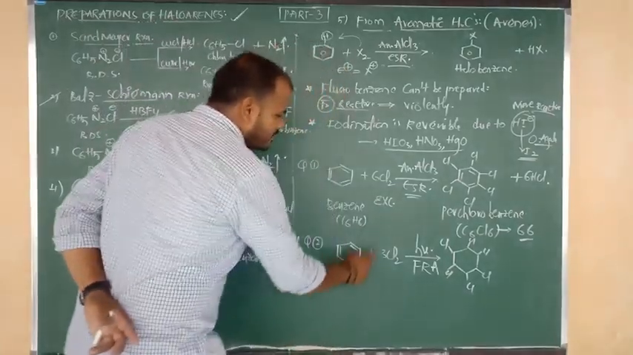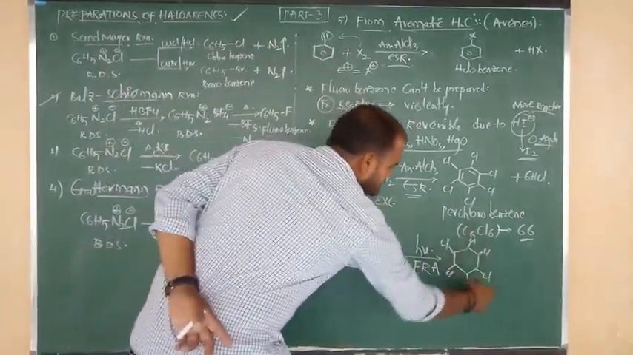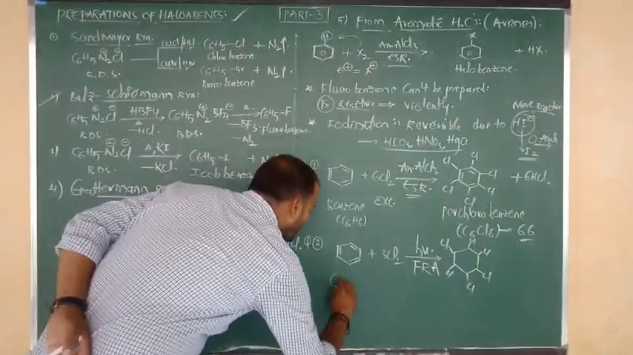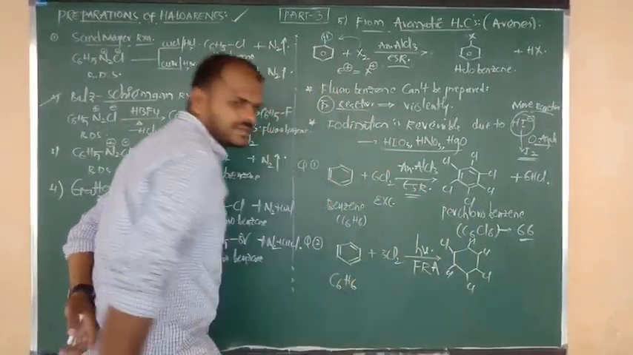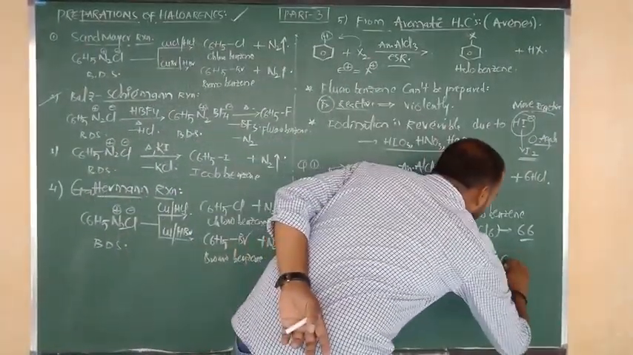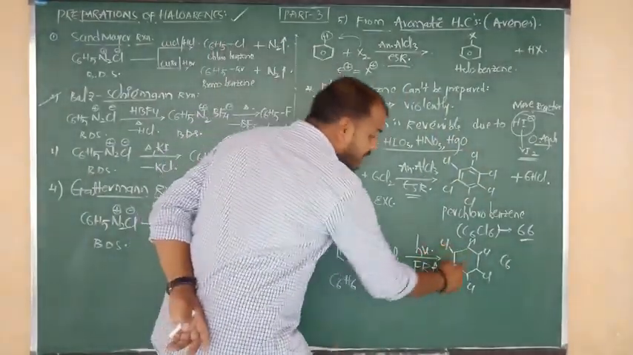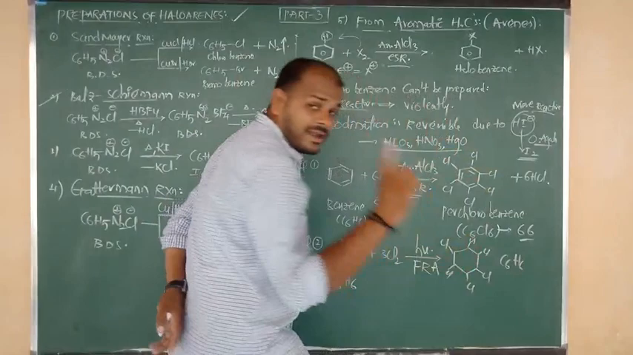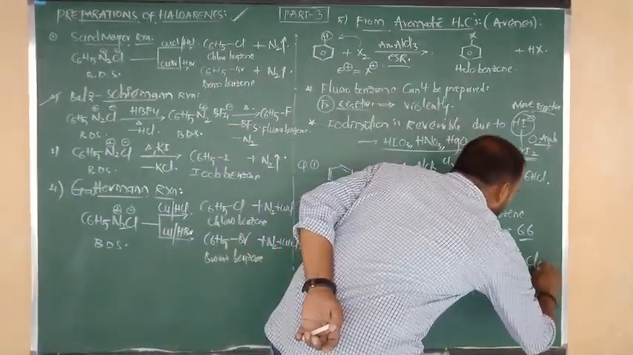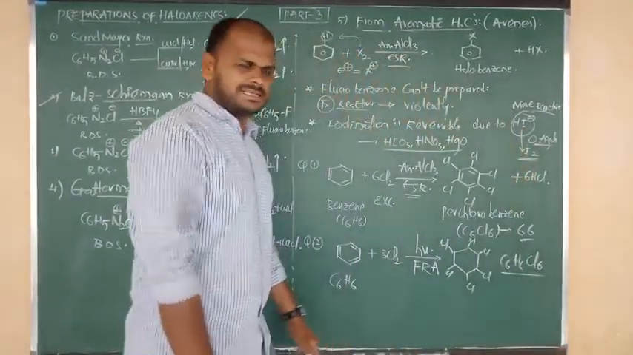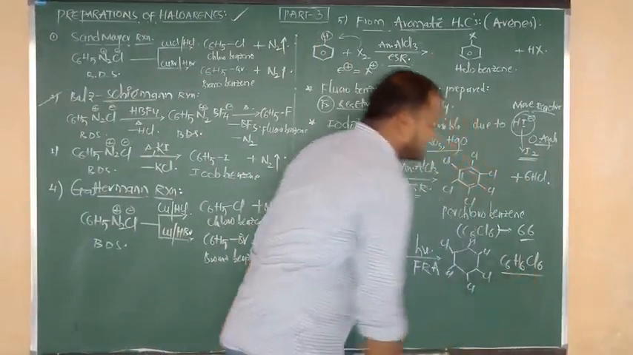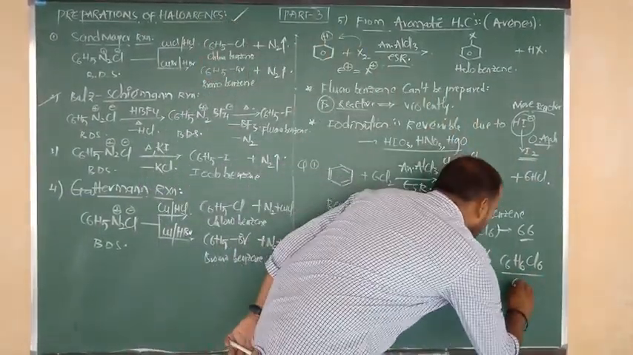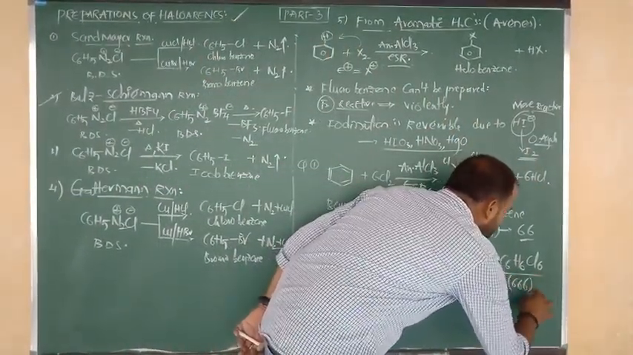Now tell me, 3 to the 6 chlorines are there. Here also 6 chlorines. Good. What is the formula of benzene? C6H6. Here also, how many carbons are there? 6 carbons. How many hydrogens are there? Every carbon contains one hydrogen and every carbon contains one chlorine. So what is the final formula? C6H6Cl6. So we can say it is nothing but the 666 molecule.